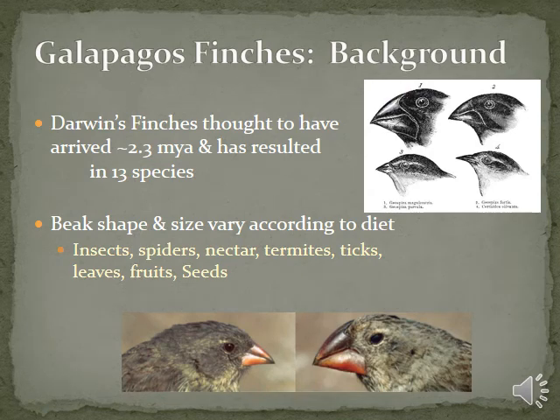Okay, so some background on the Galapagos finches. Darwin's finches, it's thought that there was a species of finch that arrived a little over 2 million years ago, and over time evolved into various different species, depending upon different habitats that they adapted to and different diets on different islands. In terms of what we were just discussing, beak shape and size can vary according to diet. Different finches have a varied diet of insects, spiders, fruit, seeds, termites, nectar, and ticks.